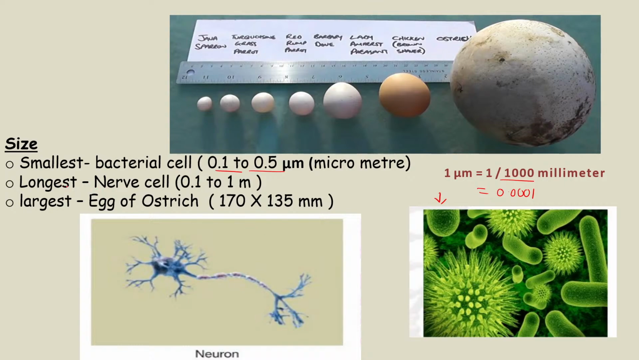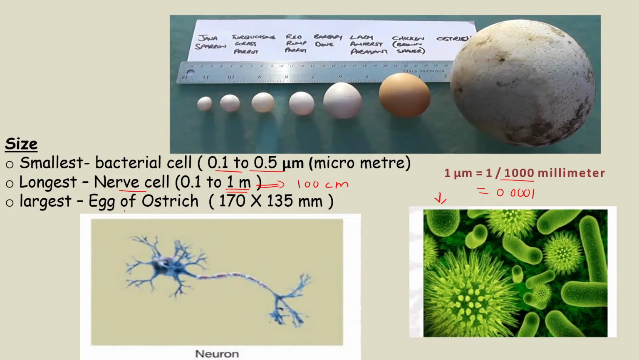Then we have the longest cell. Which is the longest cell? It is a nerve cell. It is 0.1 to 1 meter. One meter means how many centimeters? One meter means 100 centimeters, isn't it? Such long nerve cells are there in our body.